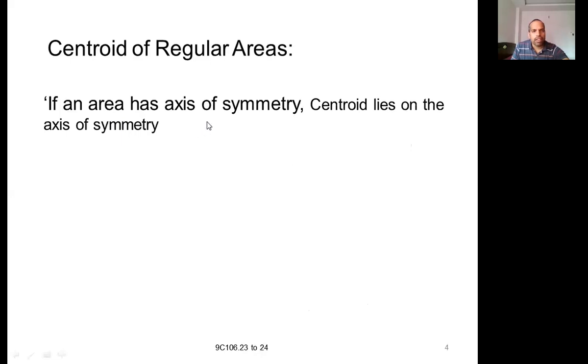If an area has an axis of symmetry, the centroid lies on the axis of symmetry. That's what we have learned. If an area is symmetric about any axis, obviously the centroid lies on that axis. We use this principle to locate the centroid.